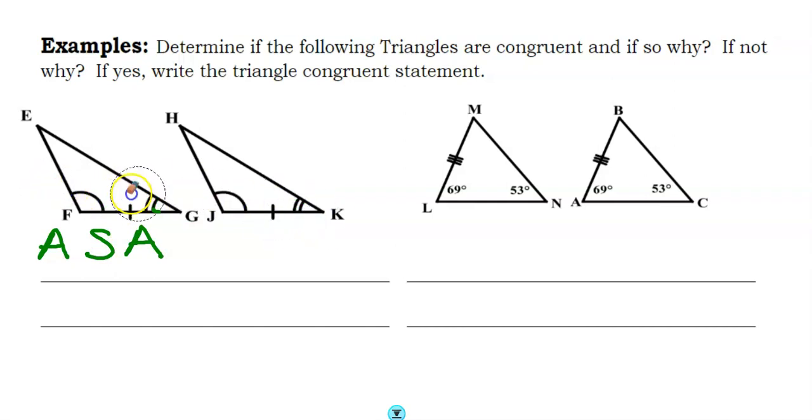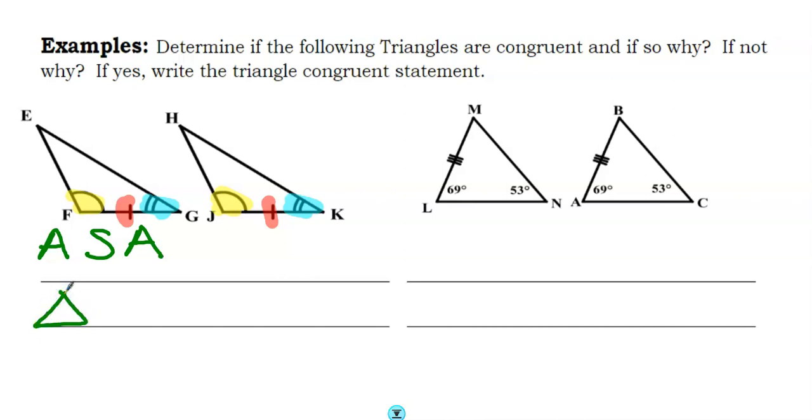The dashes matter. Okay, so if you see 1 curve, those go together. If you see 2 curves, G and K go together. And then if you see dashes, that means those sides go together. So it's ASA, and what is the triangle congruent statement?